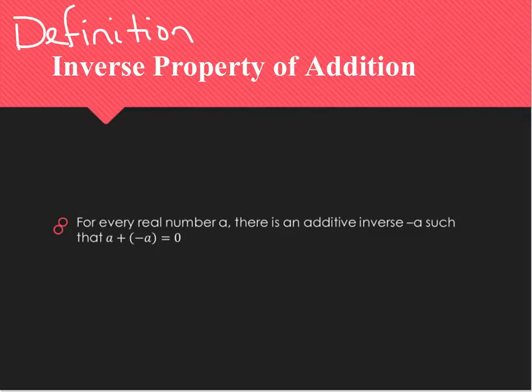And here's a second definition for your notes. Inverse property of addition: for every real number a, there's an additive inverse, a negative a, such that a plus negative a equals 0. So this relates to opposites. In the previous example, we had 6 plus its opposite, negative 6. So not only are these opposites, but they're also additive inverses, because together they equal 0.